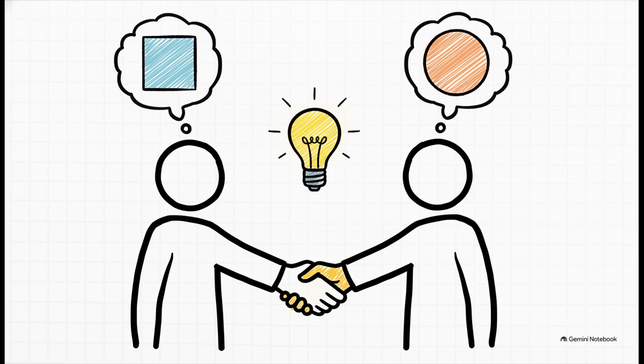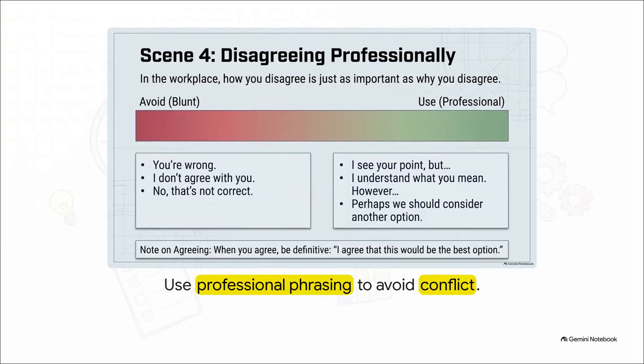In a workplace, your goal here is to disagree professionally. Take a second to remember this. How you disagree is literally just as important as why you disagree, especially when you're debating technical solutions. You really want to avoid blunt, harsh phrases that instantly cause conflict. Things like, "You're wrong," or "No, that's not correct."